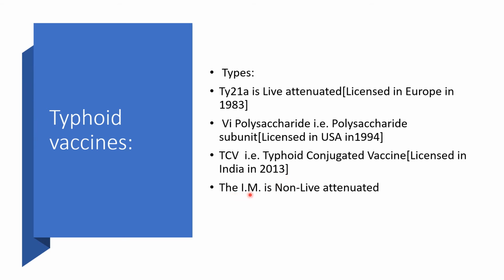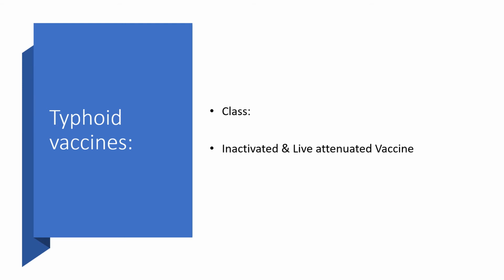The IM route, when you give typhoid vaccines per IM, that is the route for the non-live attenuated. Then ask me the question, what is the route for the live attenuated typhoid vaccine? I want somebody to answer that. Okay, let me supply: it is per oral. The typhoid vaccine belongs to the class of medications that are inactivated and live attenuated vaccine. It depends. There is inactivated typhoid vaccine, then there is a live attenuated typhoid vaccine.